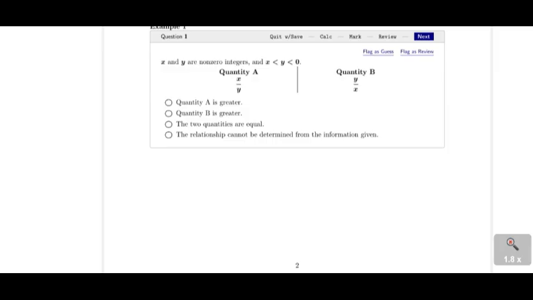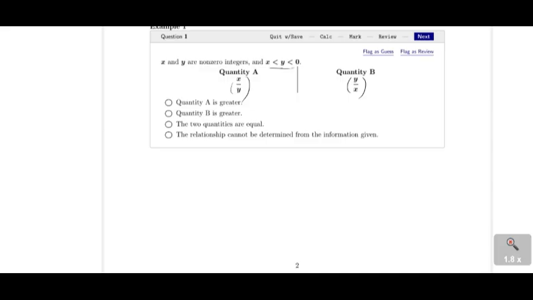So look at the example on the screen. Now, we have x and y, and they are non-zero integers. And there's a condition: x is less than y, and then y is less than 0, which means that both x and y are less than 0, right? And here, y should be greater than x. In other words, x and y are negative numbers because they are less than 0. Now, quantity A says x over y, and then quantity B says y over x. And we have to select any of these answer choices.